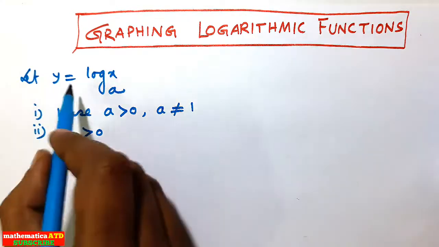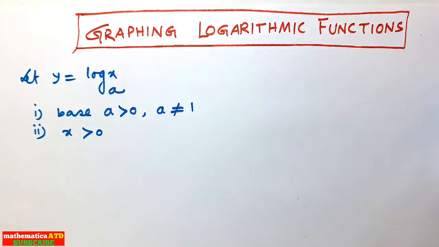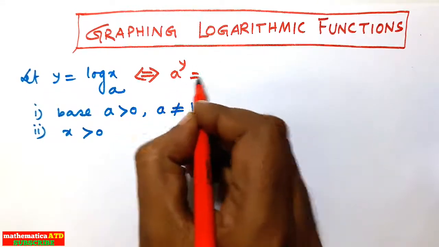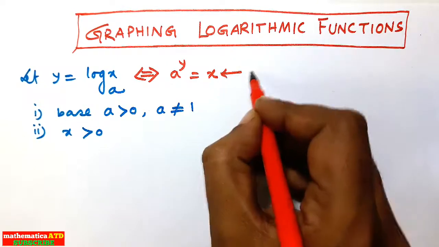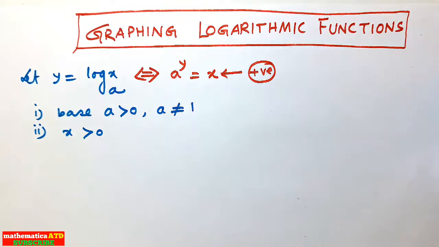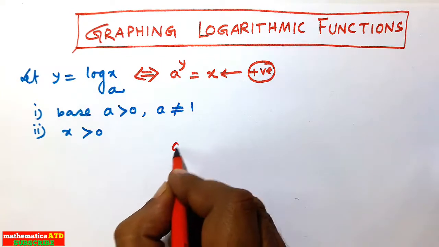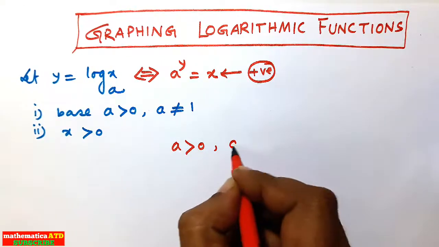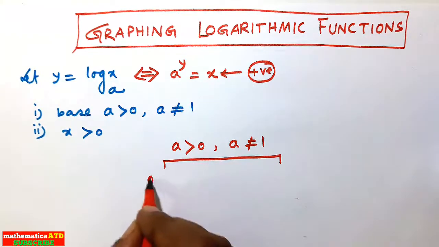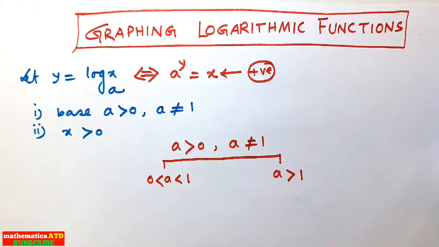Now y is equal to log x base a is equivalent to a to the power y is equal to x. This x is always positive. Now friends, the base a has two types. Since a is greater than 0 and a is not equal to 1, we shall get either 0 less than a less than 1 or a more than 1.